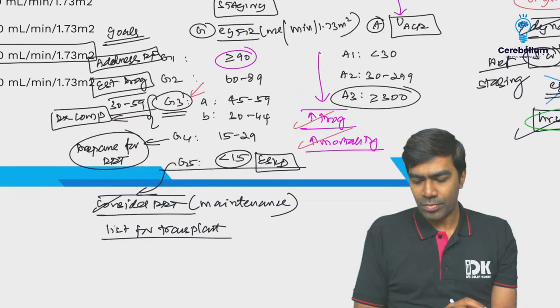Steroids are not helpful here. IVIG can be tried, but it's not going to be that helpful. Platelet transfusions are in fact contraindicated in patients with HUS and TTP complex. So you cannot try that.